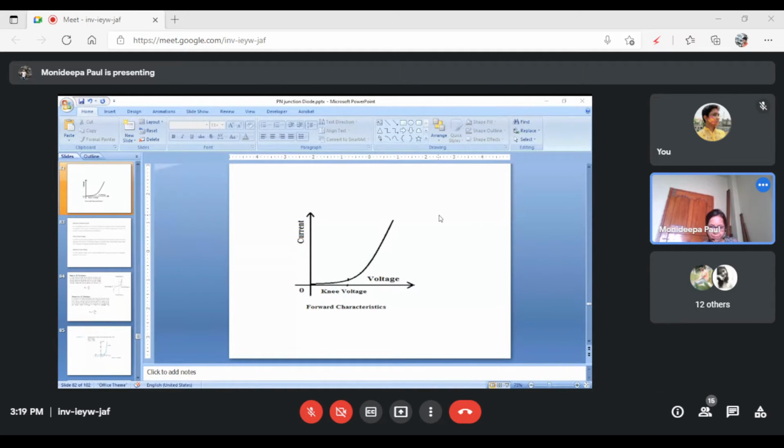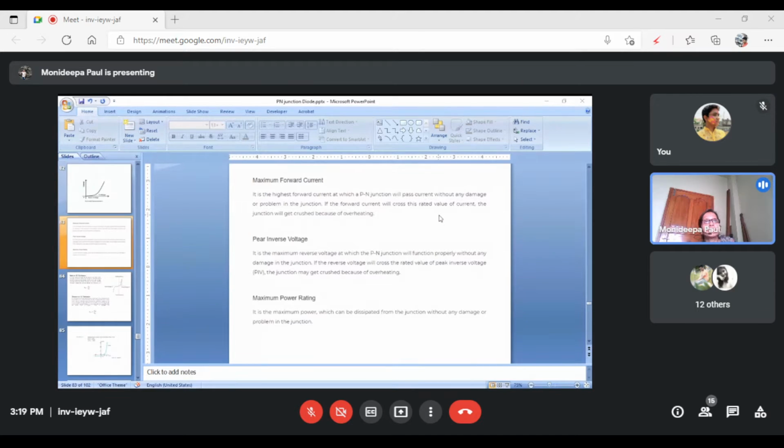Next is the complete drawing. Okay. Next is the maximum forward current. It is the highest forward current at which the PN junction will pass current without any damage or problem in the junction.